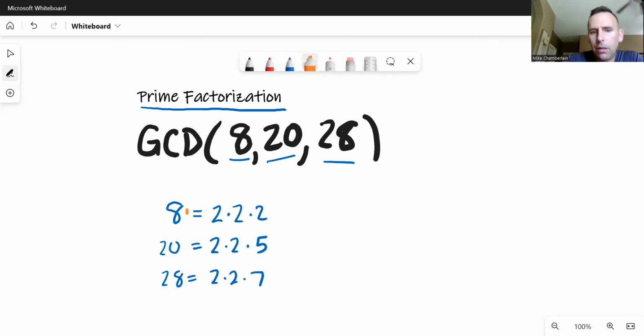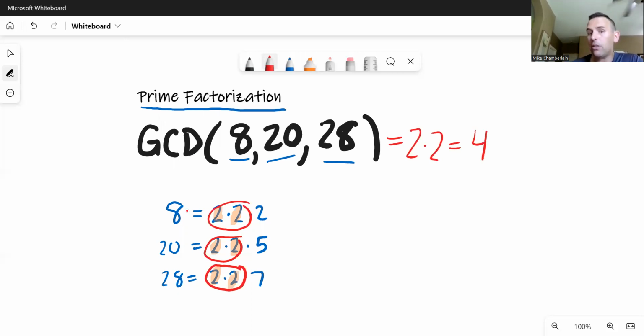What do they all have in common? Well, they all have a 2. In fact, they all have 2 2s. So the greatest common divisor is the thing that they all have. They all have 2 2s. And so the greatest common divisor is 2 times 2 or 4. Same answer.